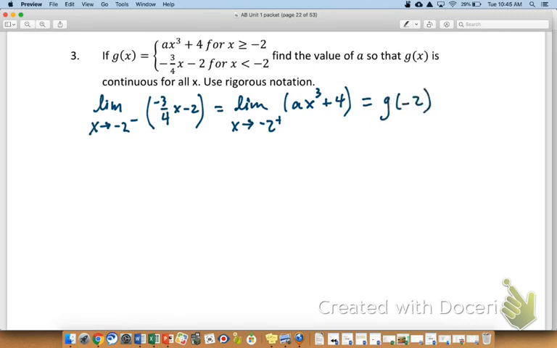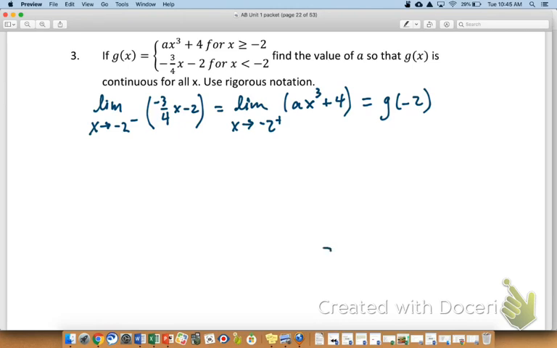So notice, I was asked about finding something regarding continuity, so I started off with my nice limit statement with continuity. And I'm just going to evaluate my two limits. And I think direct substitution is going to work on both. So for the first one, if I plug in the negative 2, what do I get? Negative 1/2. 3/2 minus 2, I think negative 1/2.